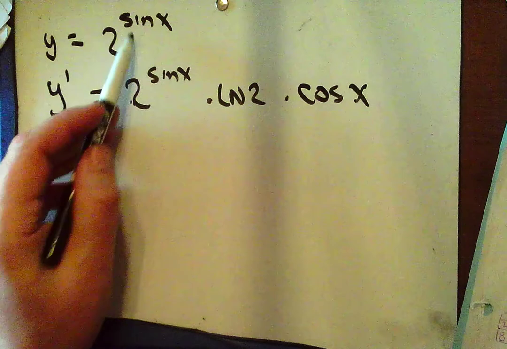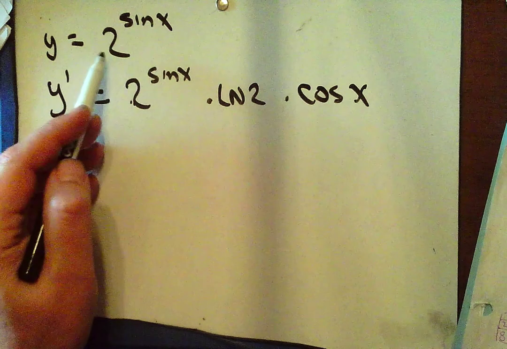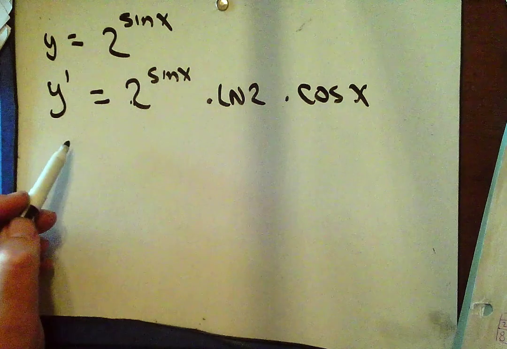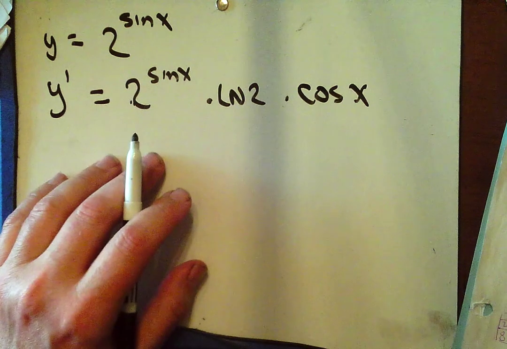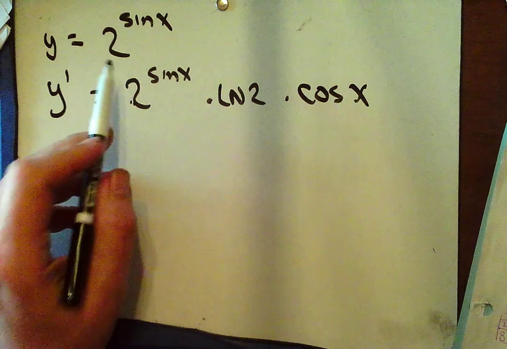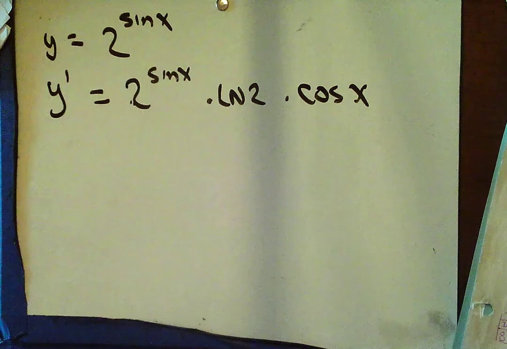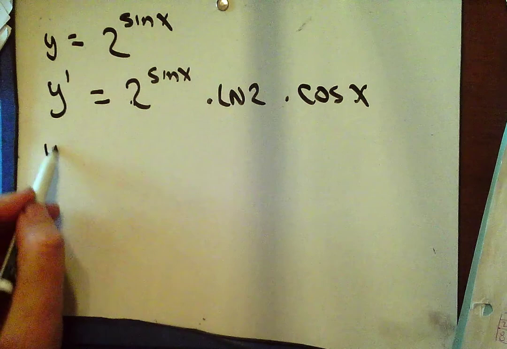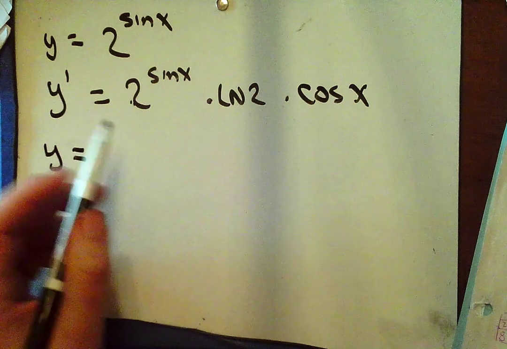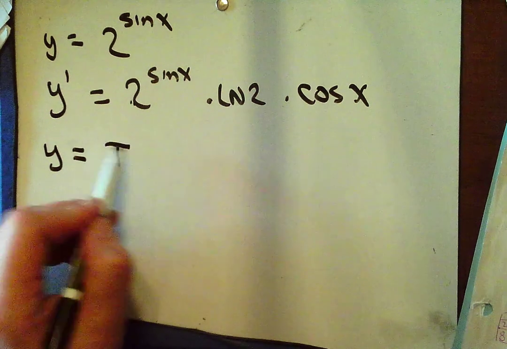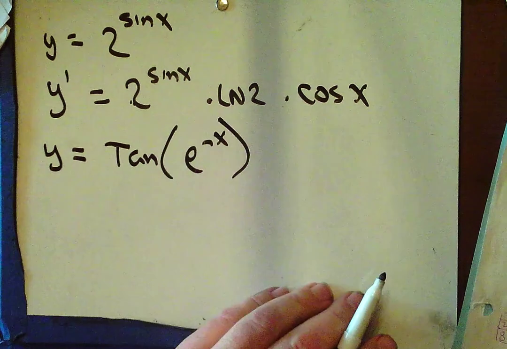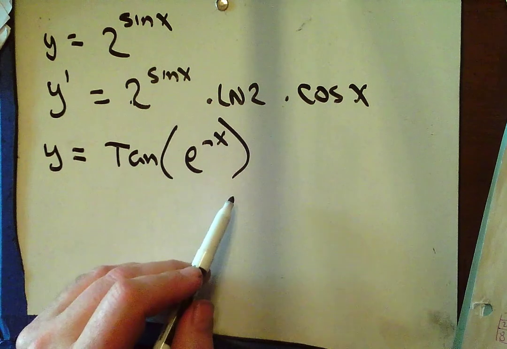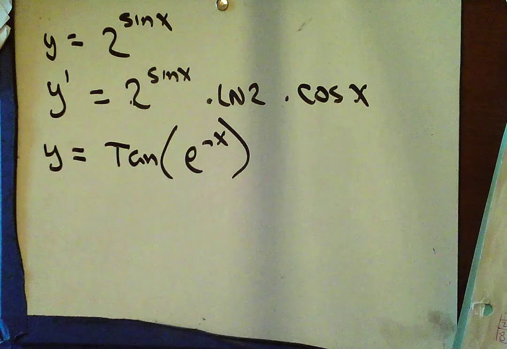Yeah, exponential. That's a number. That's not a function. Okay. I guess you could make the argument that y equals 2 is a function, but that's a number. Whenever I have a number to a power, I'm doing it as an exponential. So how about y equals tangent of e to the minus x? It's not tangent times e to the minus x. It's tangent of e to the minus x.